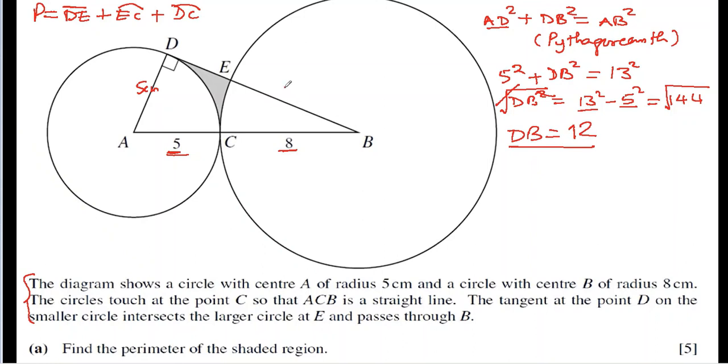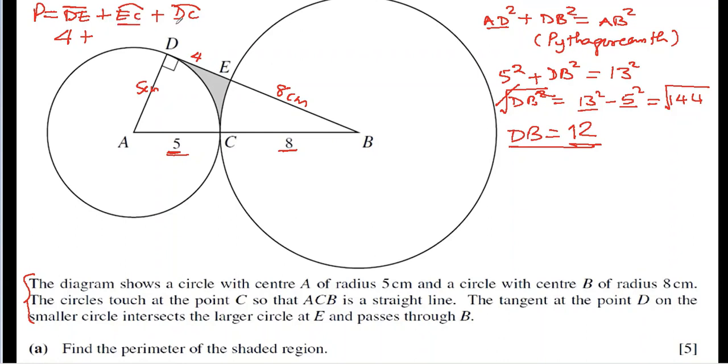EB is 8 centimeter because it is the radius of this bigger circle. So that means DE will be 4 centimeter, then only it becomes 12. 4 plus 8, 12. So we have the sides here. DE is known to us now, it is 4 centimeters, right?